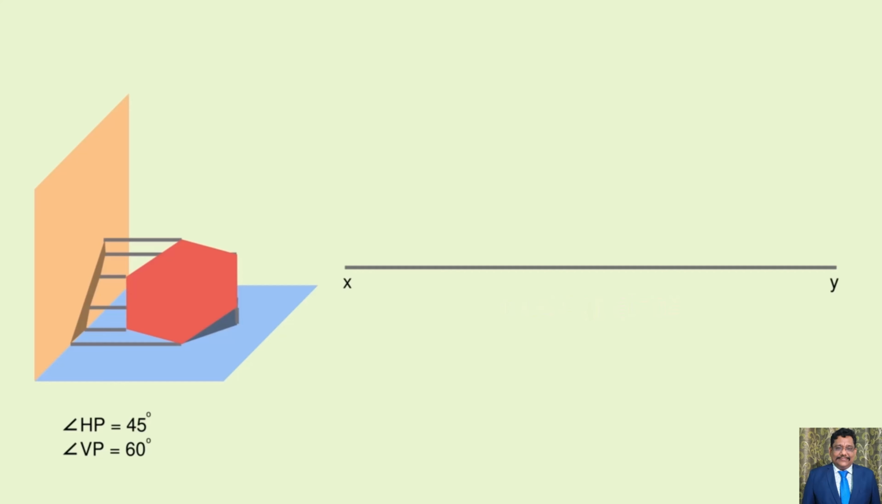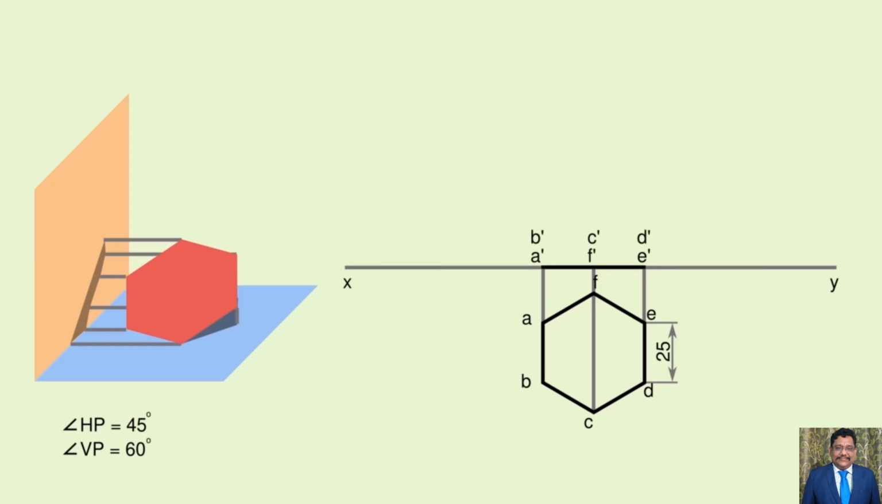First, draw an XY line, say 100 mm. Now keep the regular hexagon parallel to HP. We already drew the hexagon in previous problems. The top view comes as a hexagon with side 25 mm with A, B, C, D, E, F, and the front view as a line with A', B', C', D', E', F'. Until here, the procedure is the same for both methods. From the next step onwards, the procedure is going to be different.